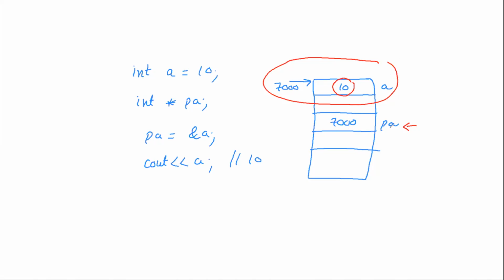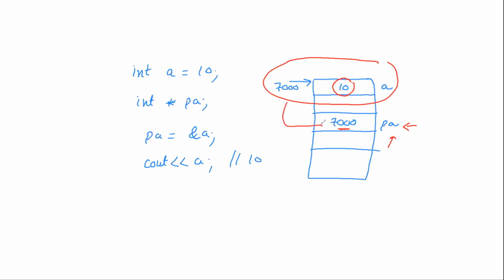You can only see PA. So you go to PA and ask, what is PA telling me? PA is telling me go to this address, right? Just like in a treasure hunt, it is saying go to the library, go to the cafeteria, something like that. So PA is saying go to 7,000.